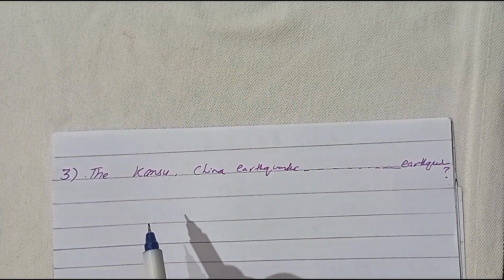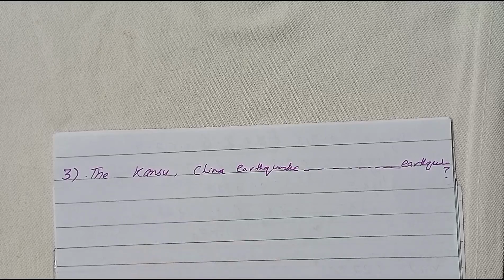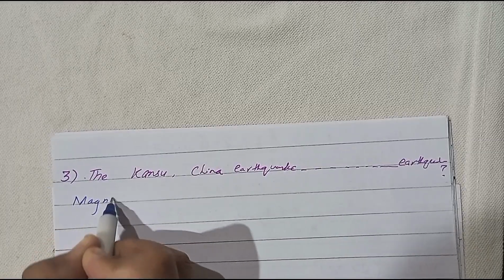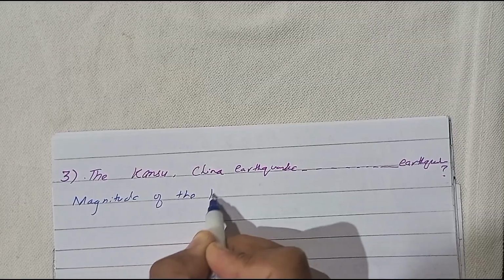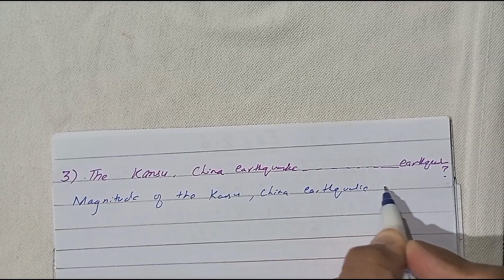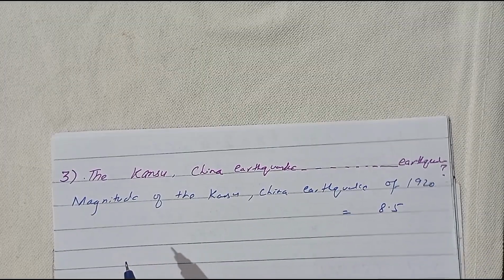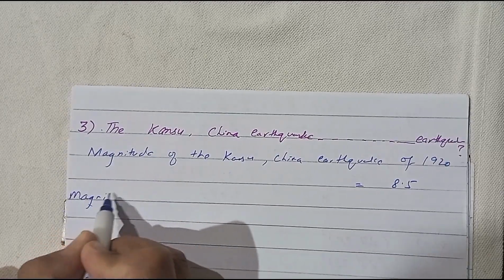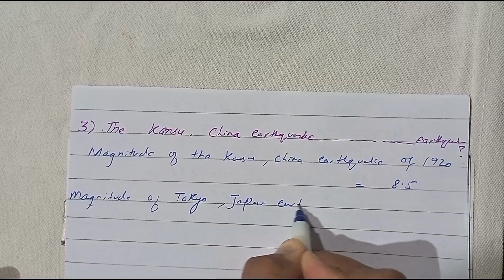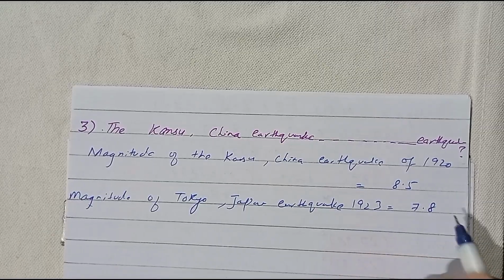So here first we let the magnitude of the Gansu China earthquake of 1920 equals to 8.5, and the magnitude of Tokyo, Japan earthquake 1923 equals to 7.8.